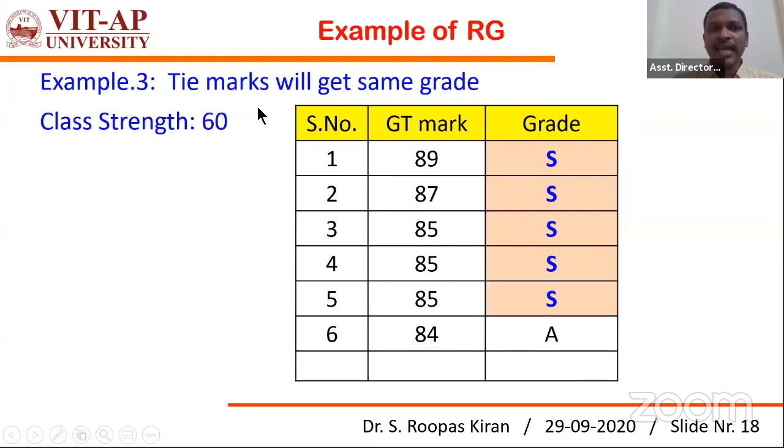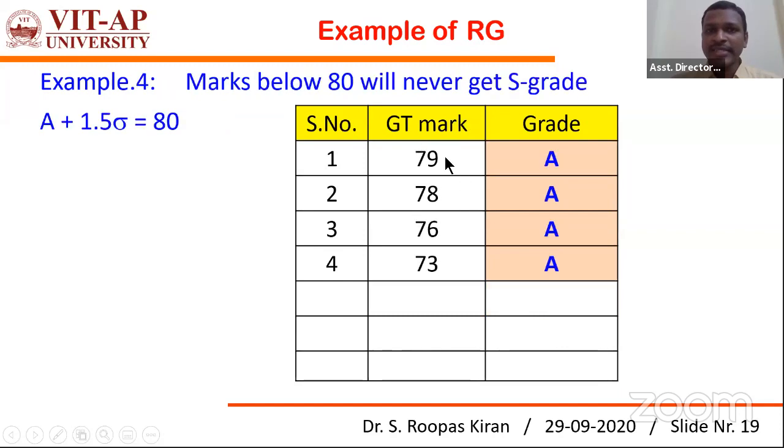If a tie mark is there somewhere in between, all the tie marks will be given the same grade, irrespective of the mark. Below 80, 80 is the lowest value at which any student can possibly get S grade. Below 80, nobody is going to secure S grade at any cost. So that is a compulsory condition.